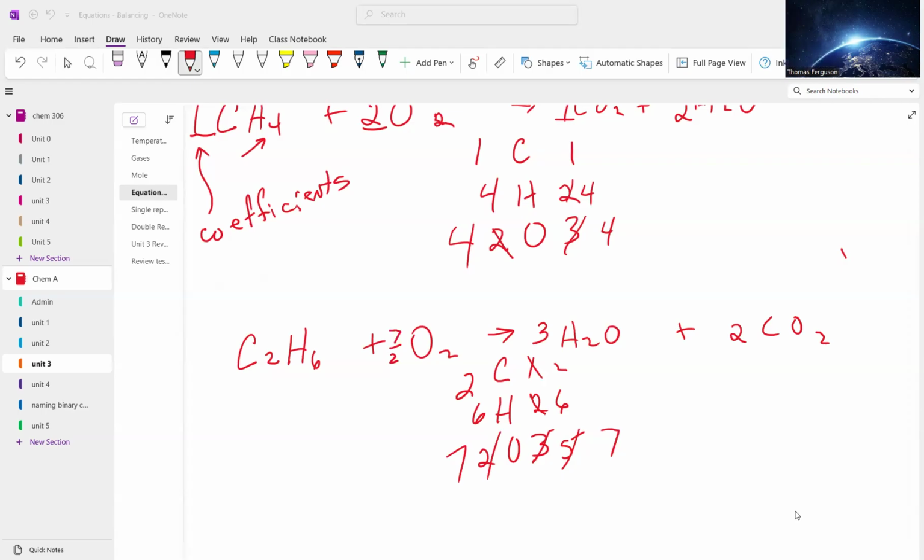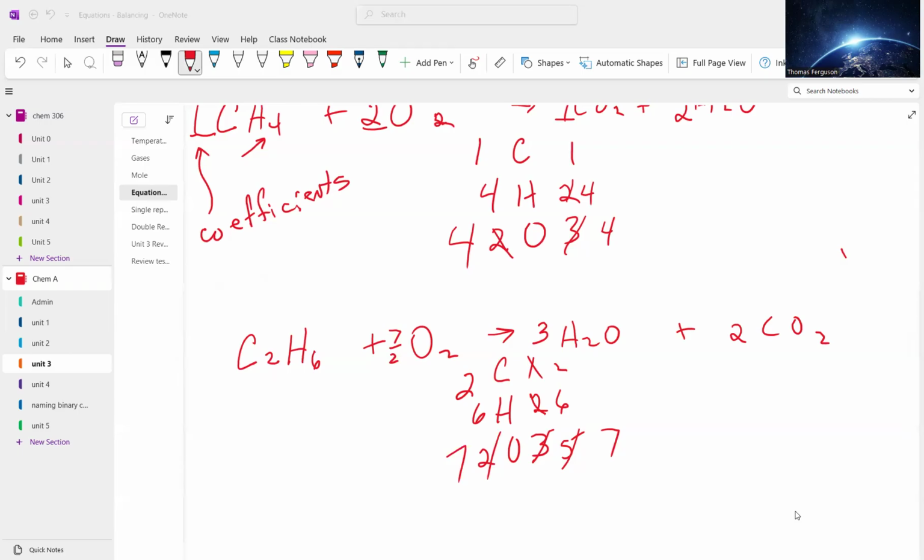Now, this is the part. So is this balanced? Yes. Why is it balanced? Because the numbers are equal on both sides. However, you can't have fractional coefficients. So we just fix that right now. How will we fix that? Getting rid of that fractional coefficient. Anyone have any ideas?